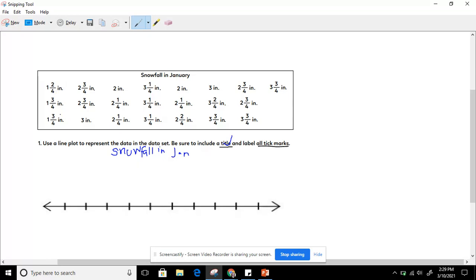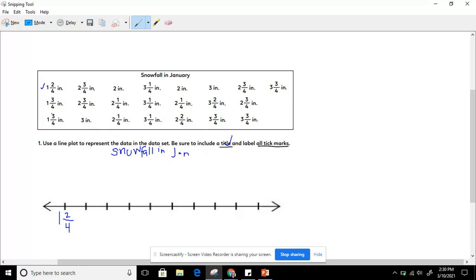Okay, so we know that these 1s are going to be our least. We have 3 that are starting with 1: 1 2/4, 1 3/4, and 1 3/4. I know 1 2/4 is smaller than 1 3/4, so that's going to be our first number for our first tick mark. We're going to put the least number on our first tick mark. Oops, and that should be 1 2/4. Now, when we're labeling our tick marks, I like to put a little check mark so I know I got that number.